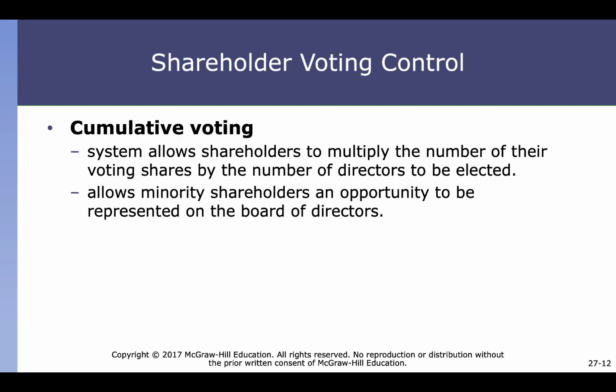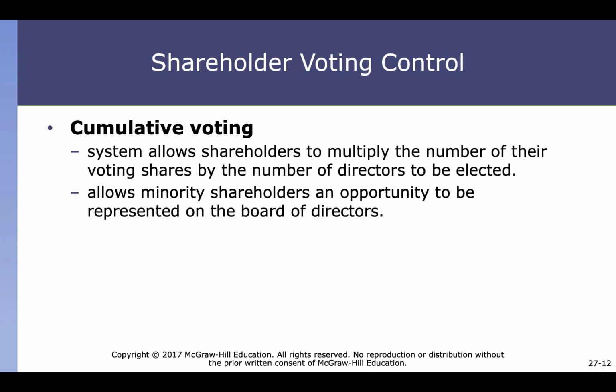So when they vote, they can use what's called cumulative voting, which is a system that allows shareholders to multiply the number of their voting shares by the number of directors to be elected. And it allows minority shares an opportunity to be represented on the board of directors.